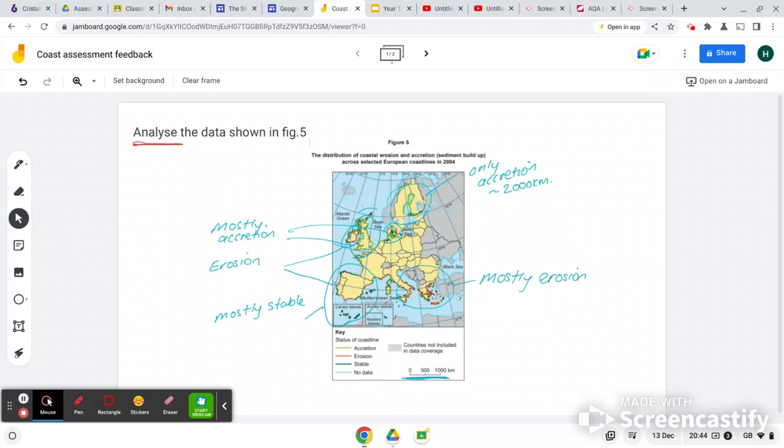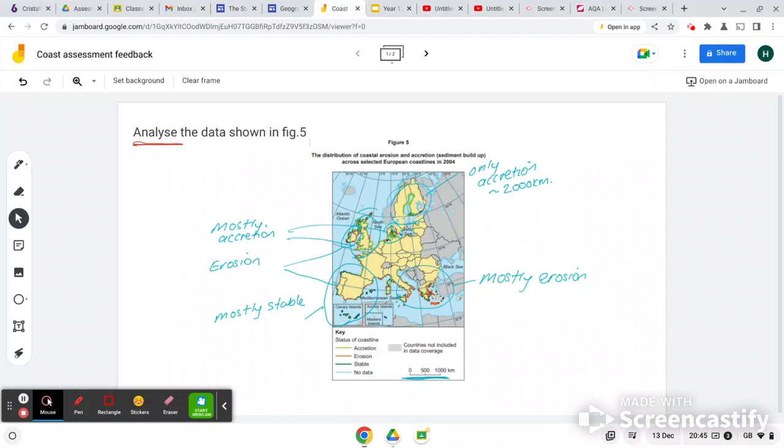So I could then say that we've got mostly accretion around the UK. The north coast of Spain is mostly stable. However, western areas of Spain and western areas of the UK and around the Republic of Ireland, we have got some erosion as well along these exposed coastlines. I'm not explaining why there's erosion there. I'm not saying that the reason there is erosion is because they are exposed to the Atlantic Ocean. I am just identifying that this is where they are.